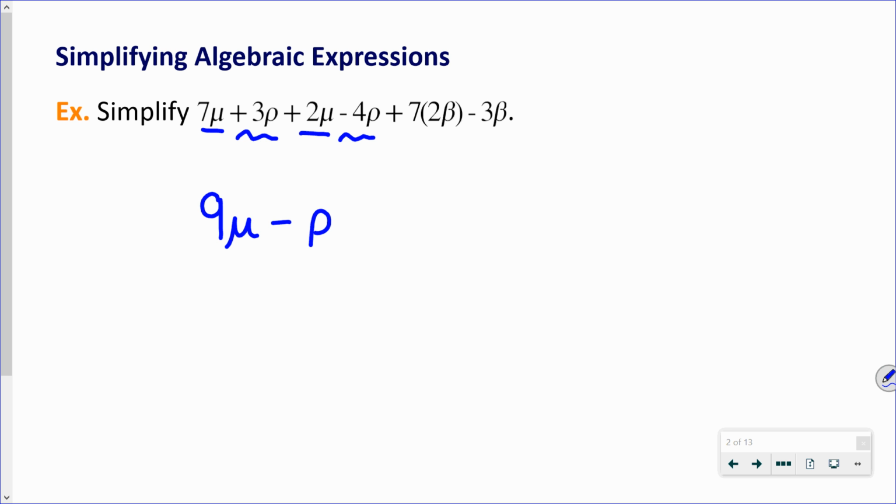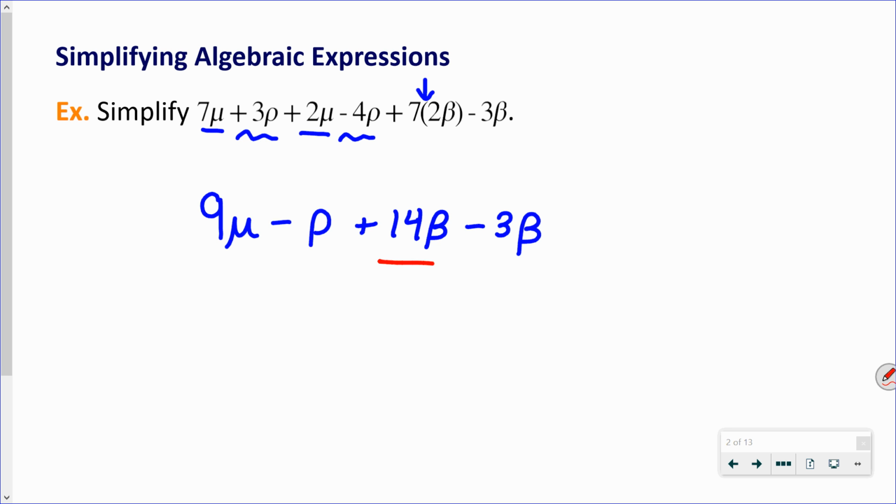And then I see something a little bit different here. I have parentheses, a number 7 outside of the parentheses for 2 beta. And that parentheses there means multiply, the number that is outside, touching the parentheses, distributed through what's inside. So 7 multiplied by 2 betas would give me 14 betas. 7 times 2 is 14. And then I see at the end that I am subtracting 3 beta. And so I have a little bit more to simplify.